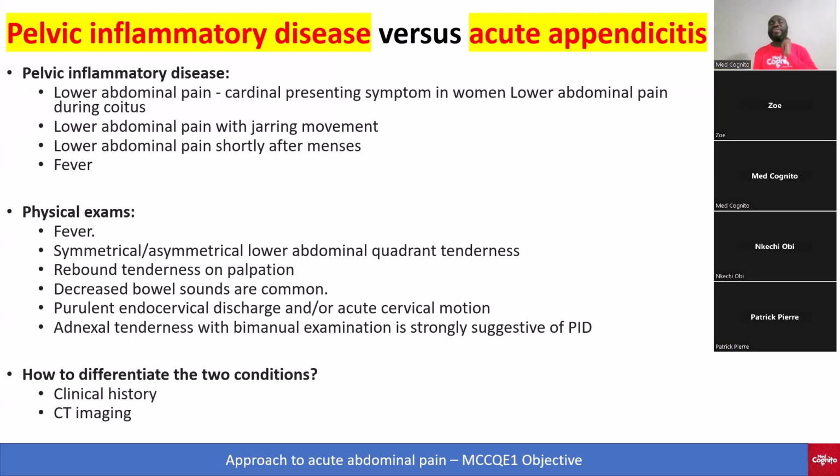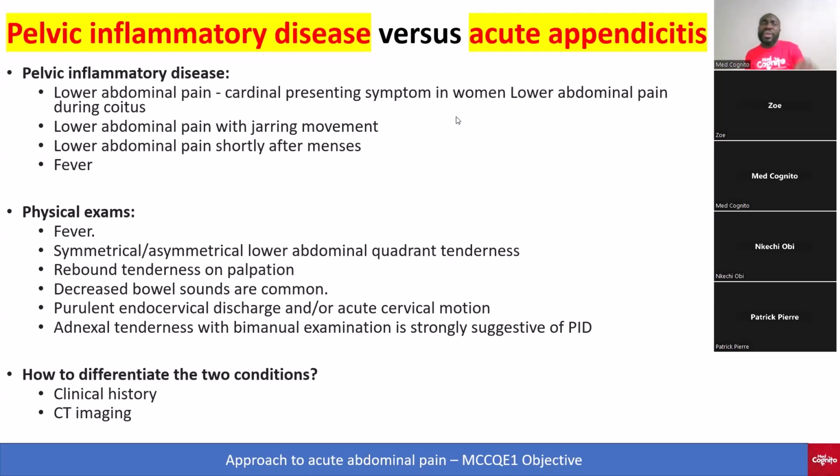So what about pelvic inflammatory disease? They also present with low abdominal pain. And the low abdominal pain may be described as worse during intercourse, or jarring pain, maybe when the car is driving, the patient is experiencing a lot of pain, or low abdominal pain right after menses with fever.